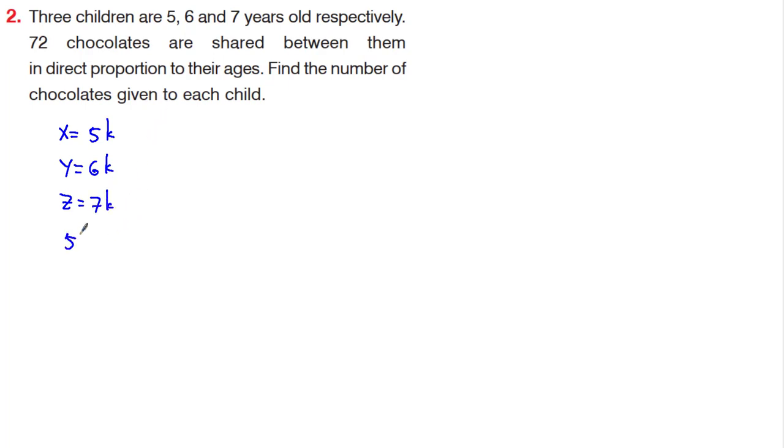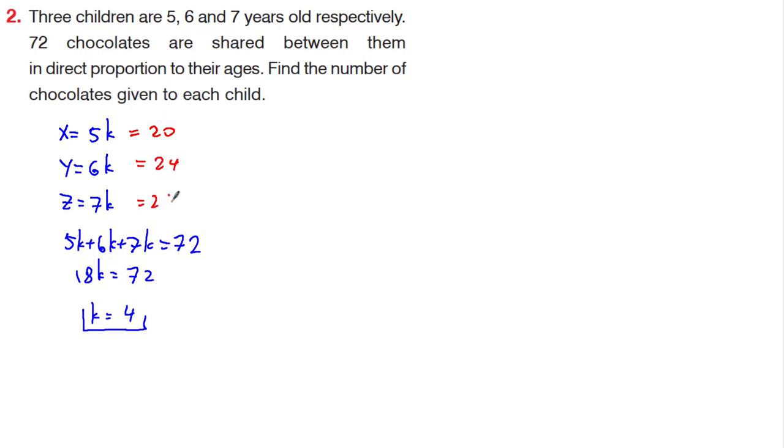If you add them up, you get 5K plus 6K plus 7K. That should be the total amount of chocolate. So 18K is 72, so K is 4. Now 4 is not the number of chocolates that each one will get, it's the number of chocolates per share. So 5 shares for the youngest one, that is 20. 6 times 4, 24, and 7 times 4, 28 chocolates for the other one.